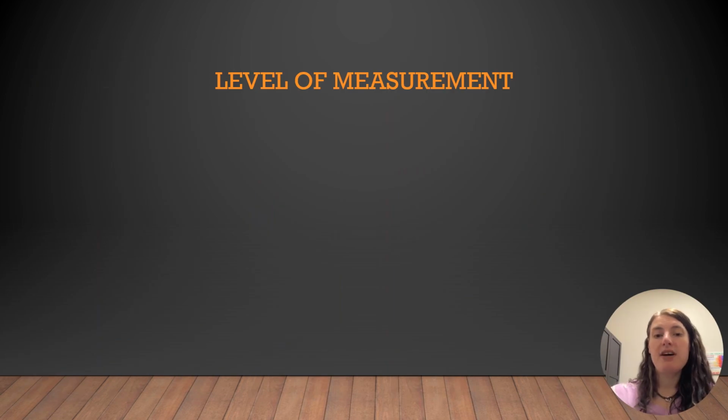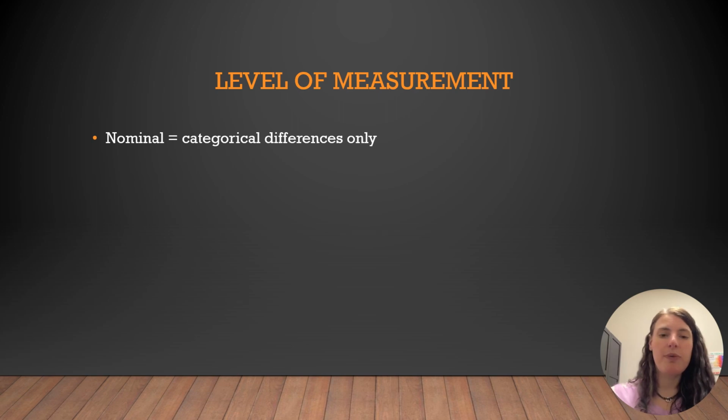Now, so far I've been talking in terms of more or less precise. However, in research methods, we have a specific term for each level of precision, and these terms are all considered levels of measurement. At the lowest level of measurement, we have nominal level data. This type of data is categorical only. Categorical data means that it is not numbers. Instead, it will be words, phrases, descriptions, etc.